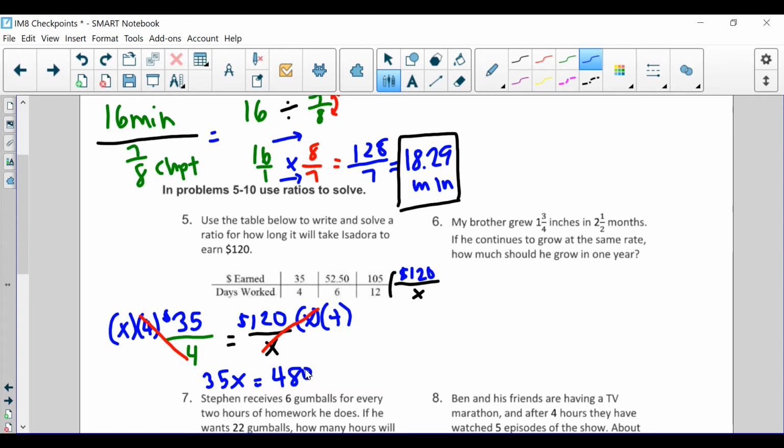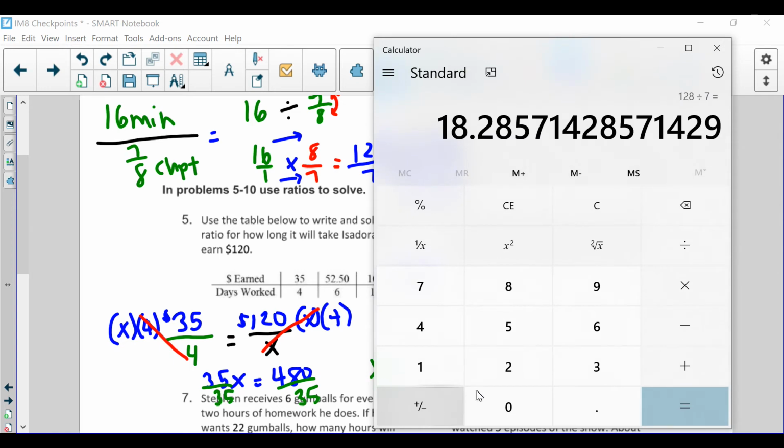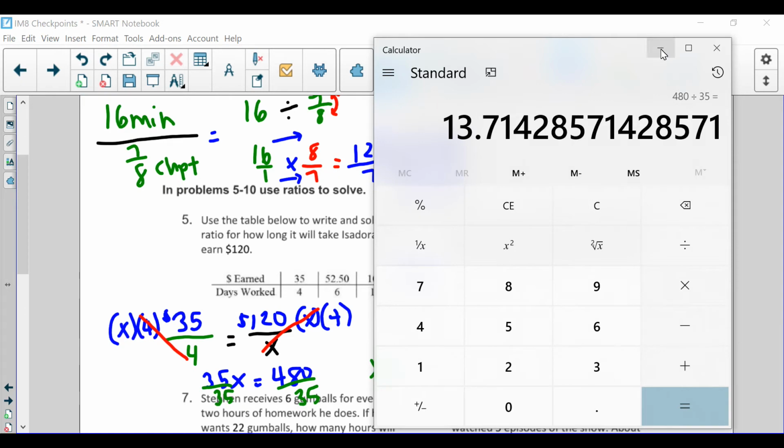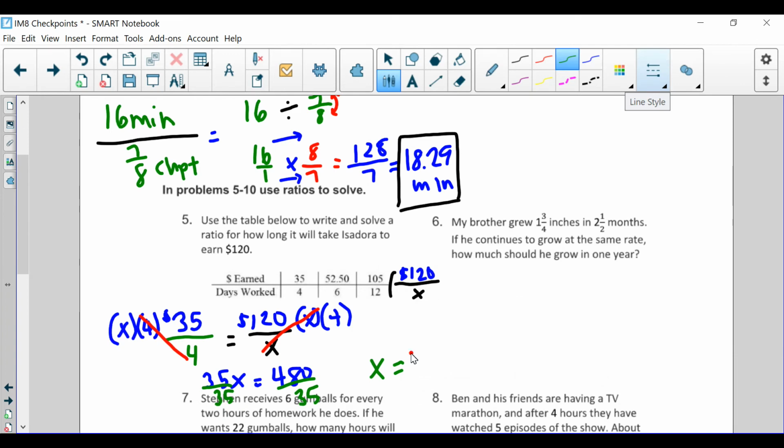And then lastly, we're going to divide by 35. What I do to one side, I do to the other. So we get X is equal to, what is 480 divided by 35? Okay, 480 divided by 35. We're going to get 13 and 71 hundredths. That 4 makes it round down, so we go 13 and 71 hundredths. And that's how long. We're going to say days. So it takes about 13, almost 14 days to earn $120.